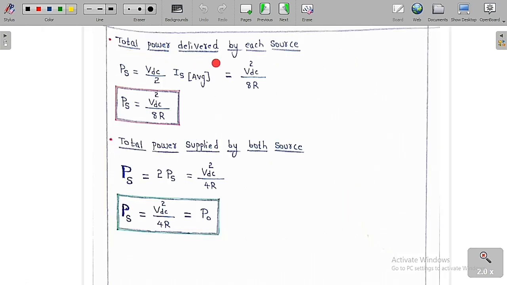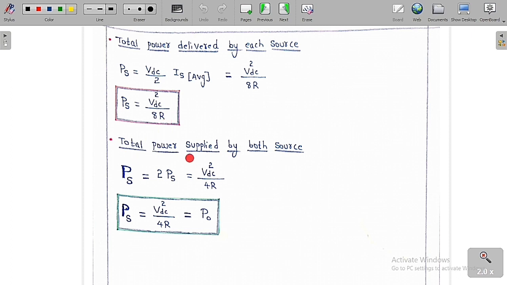So what is the total power delivered by each source? Each source, how much total power is it delivering? The total power delivered by each source is equal to VDC by 2 into the average value of the source current. The average value of the source current we have already figured out, which is VDC by 4R. So VDC by 4R into VDC by 2, you are going to get VDC square by 8R. So this much is the overall power delivered by each source.